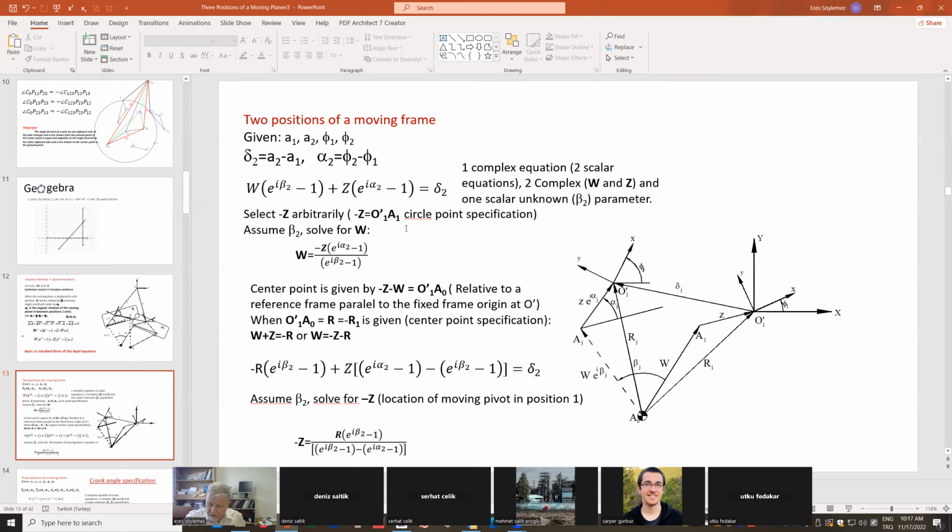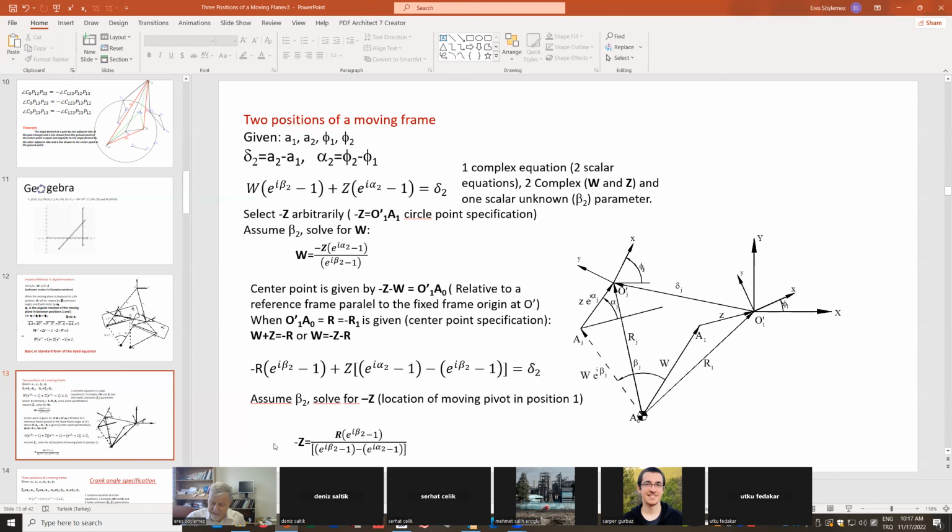Either the circle point can be defined or the center point can be defined. If you define the circle point and angle beta 2, you solve this equation. If you are given the center point, R is equal to minus R1, and beta 2 is given, use this equation. Simply, I have written W is equal to minus Z minus R, substitute into this equation, and solve.